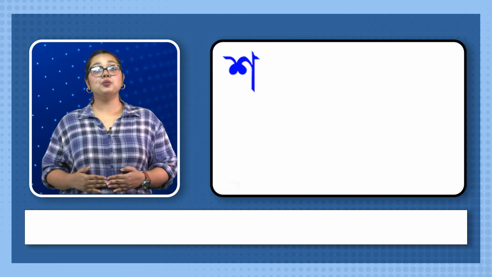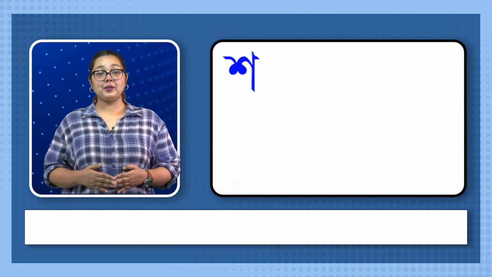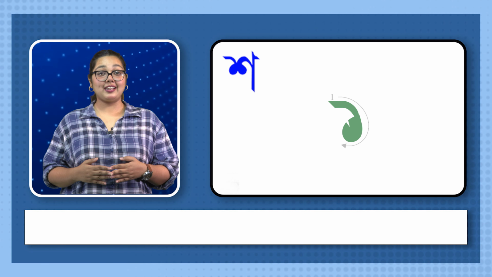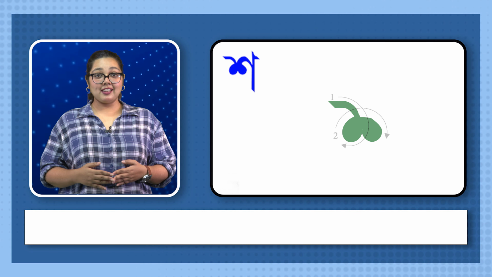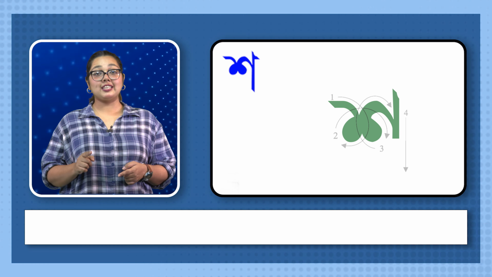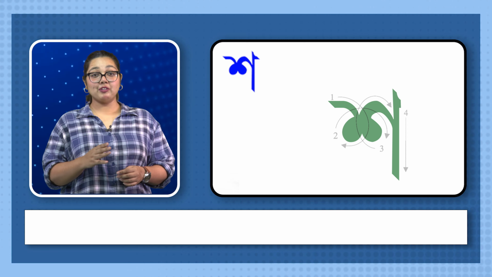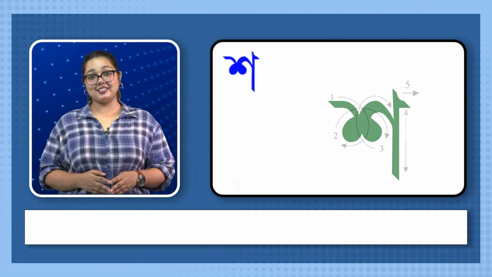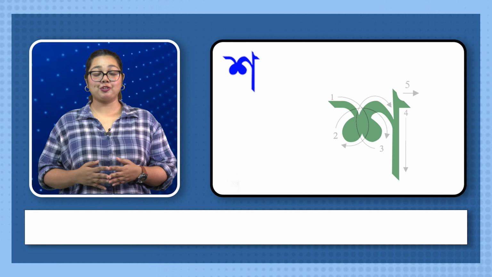Now, let's try to write this letter Talibosha. First, we will start with a downward curve and make it a loop. Then, another loop like this. Then, we will join it into a straight line. We will finish it with Ardhamatra. You have now successfully written the Bengali letter Talibosha.